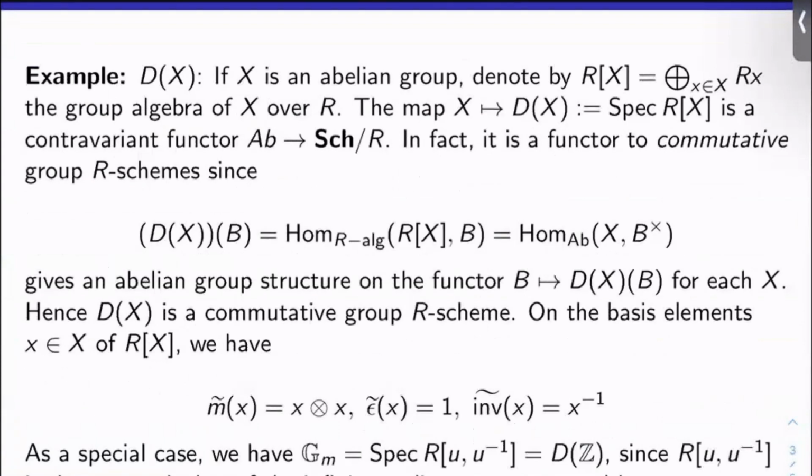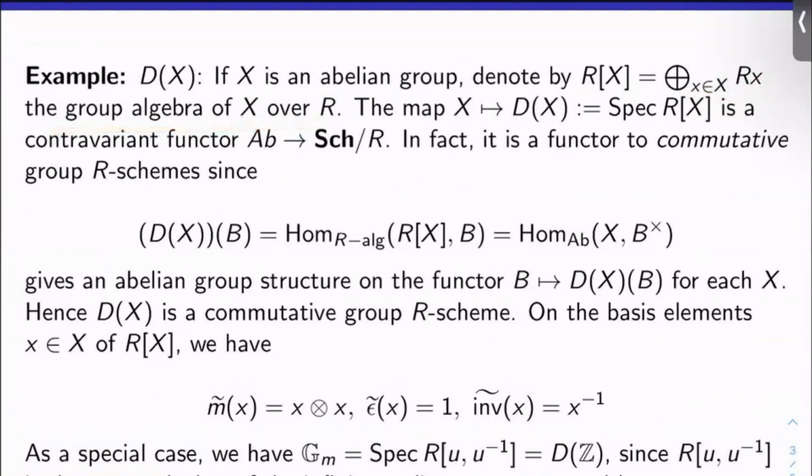All right, we'll look at one other example today, D of X. I'll tell you what that means in a couple of videos. If X is an abelian group, let's let R adjoin X be the direct sum where we take a copy of R times x for every element x in big X. So there's essentially one copy of R for every x in X, and the elements of X are sort of like a basis for this. And this is called the group algebra of X over R.